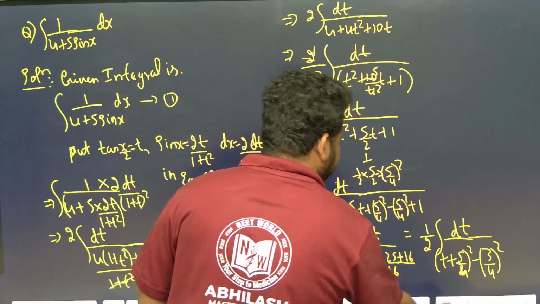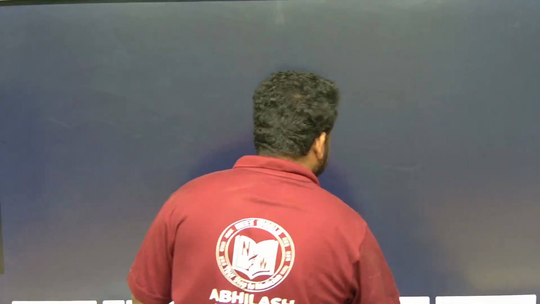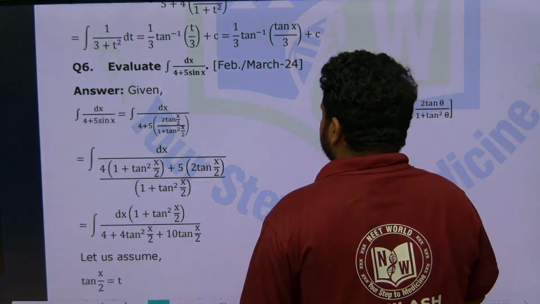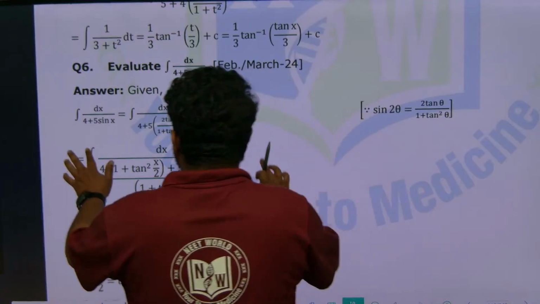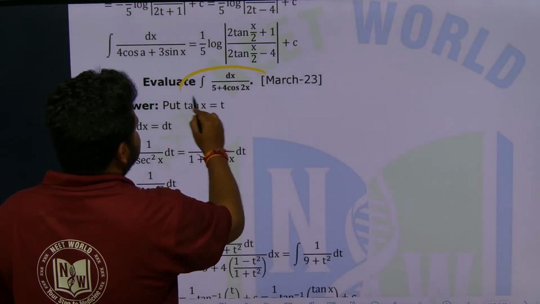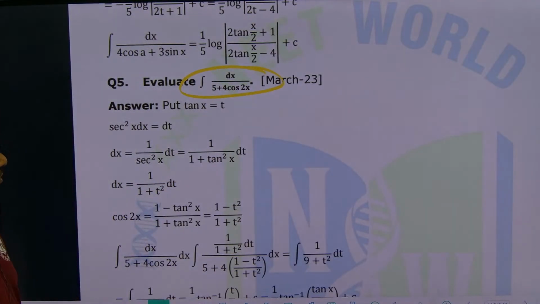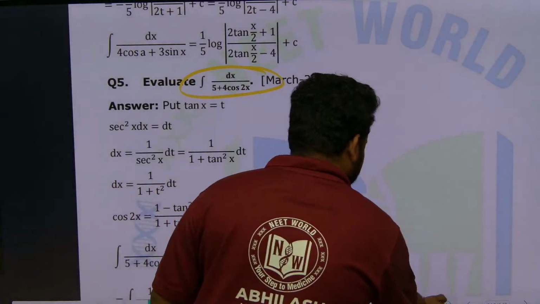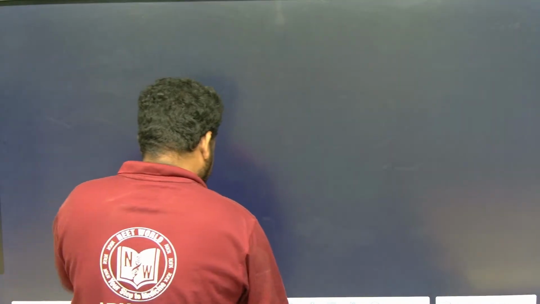Now let us solve one more question of this type. So see here, what is the question that we have? Observe the question that is given. So this is the thing that we will be solving: integral of dx by 5 plus 4 cos 2x.